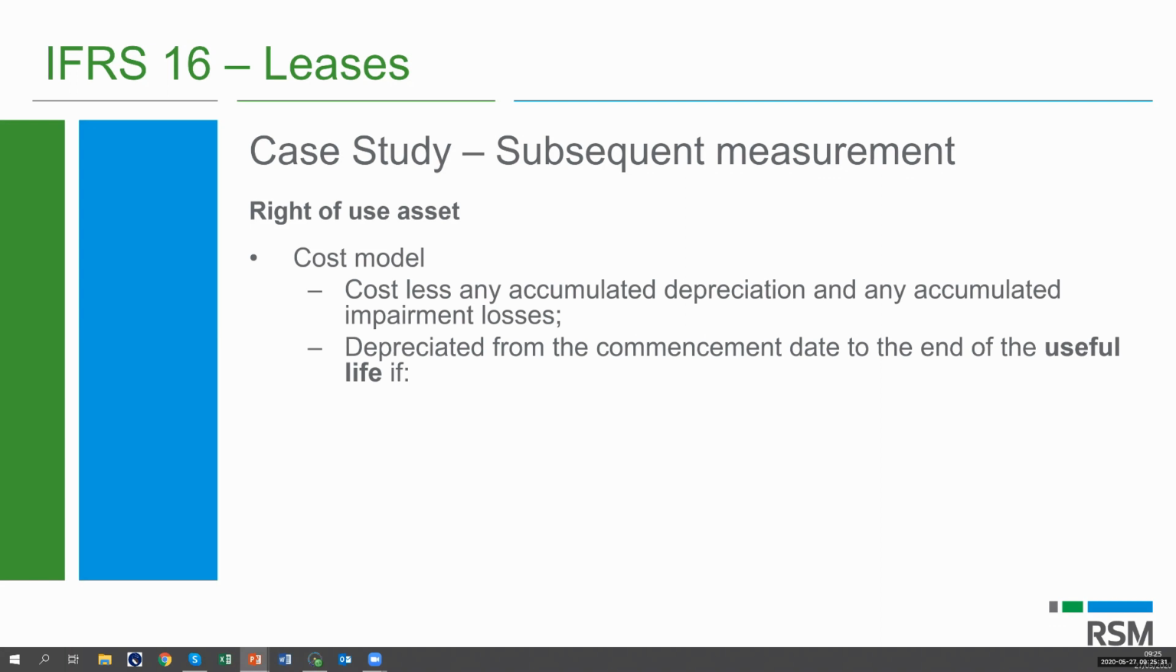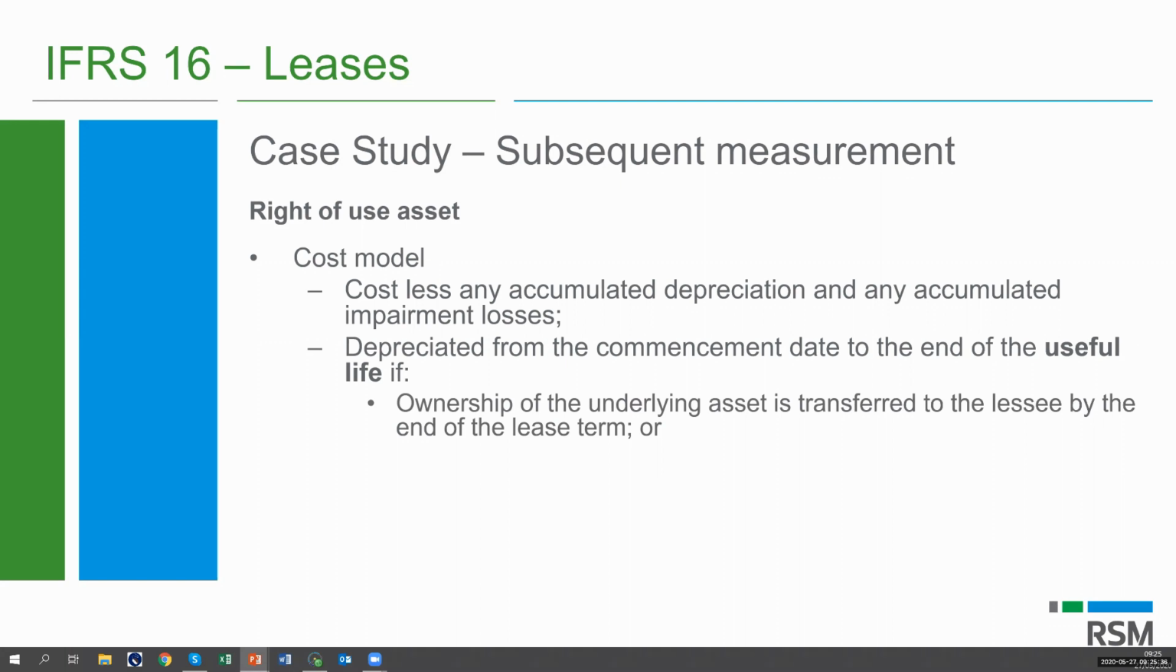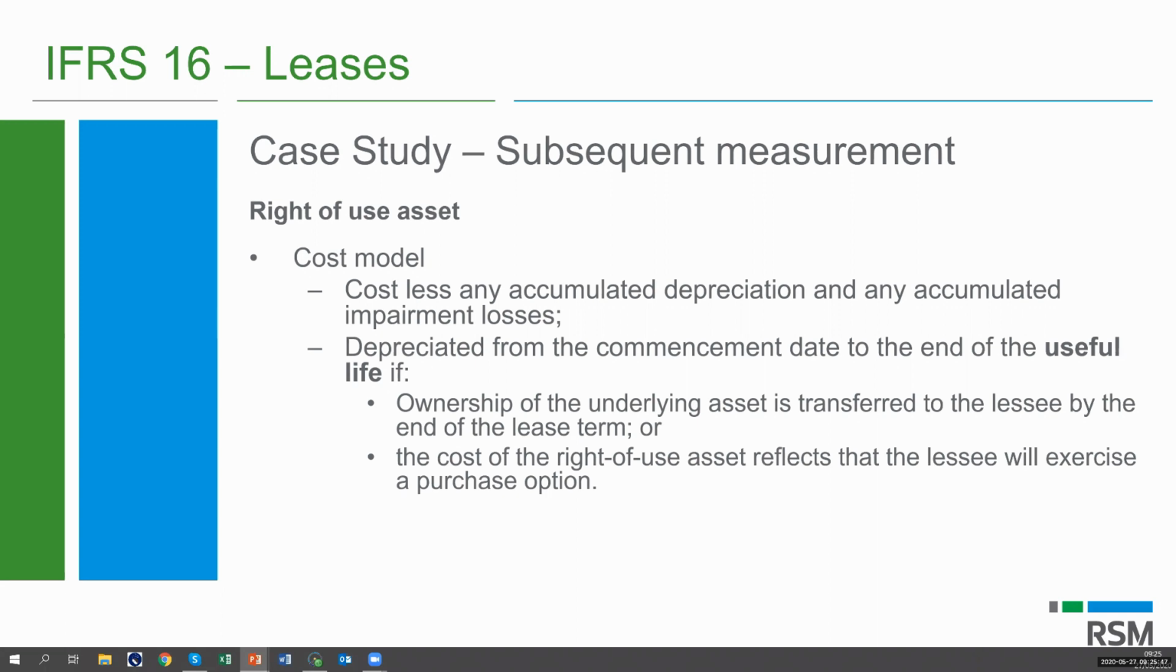Depreciation runs from the commencement date to the end of the useful life. You would depreciate the right-of-use asset over the useful life of the asset as you determine it to be, if ownership of the underlying asset transfers to you at the end of the lease, or if the cost of the right-of-use asset reflects that you as a lessee will exercise the purchase option. So if you included that purchase option in the initial lease payments, because you were expecting to pay that at the end of the lease and take ownership of that asset, then you would depreciate that right-of-use asset over what you determine the useful life of that asset to be.